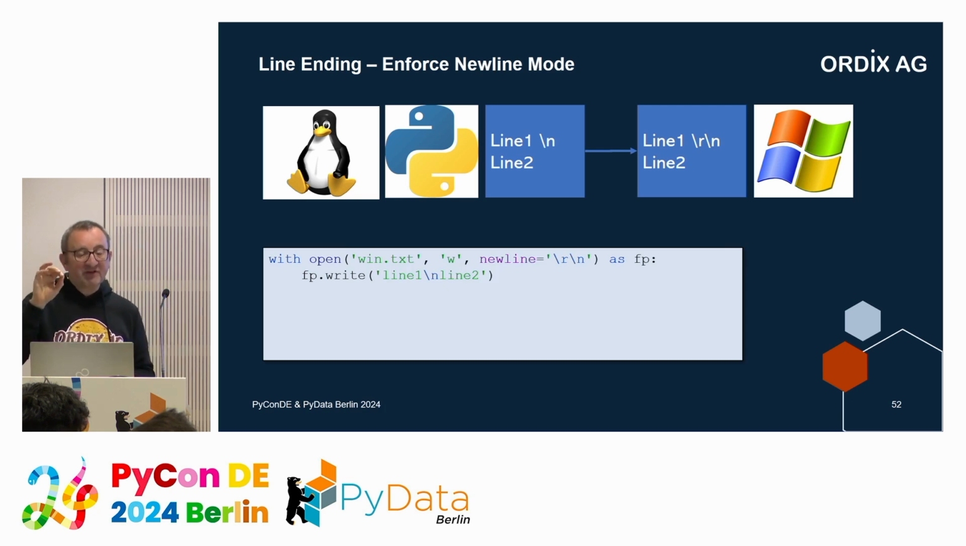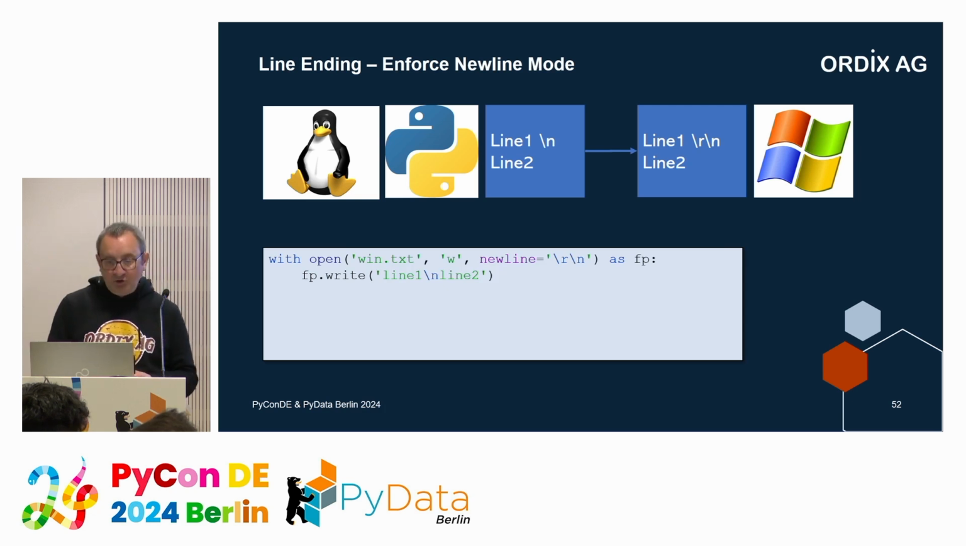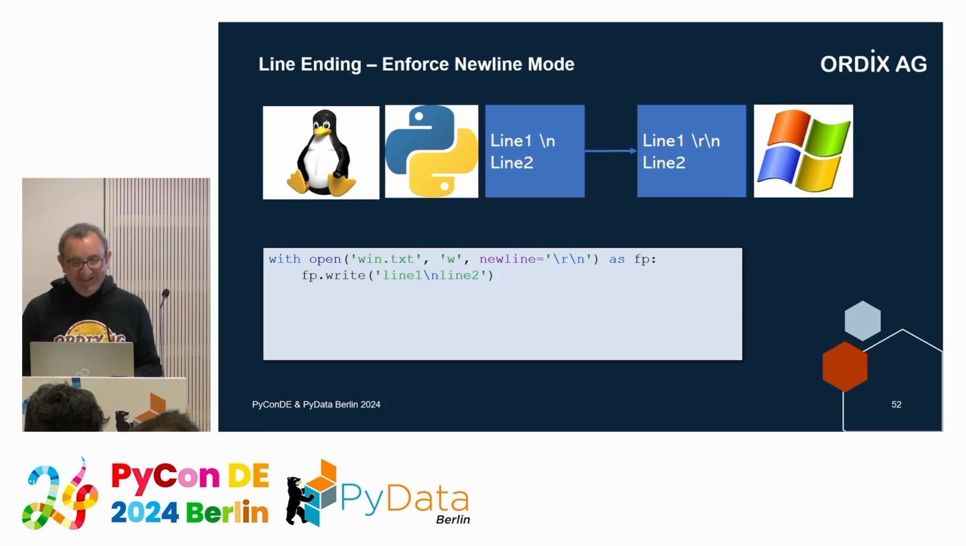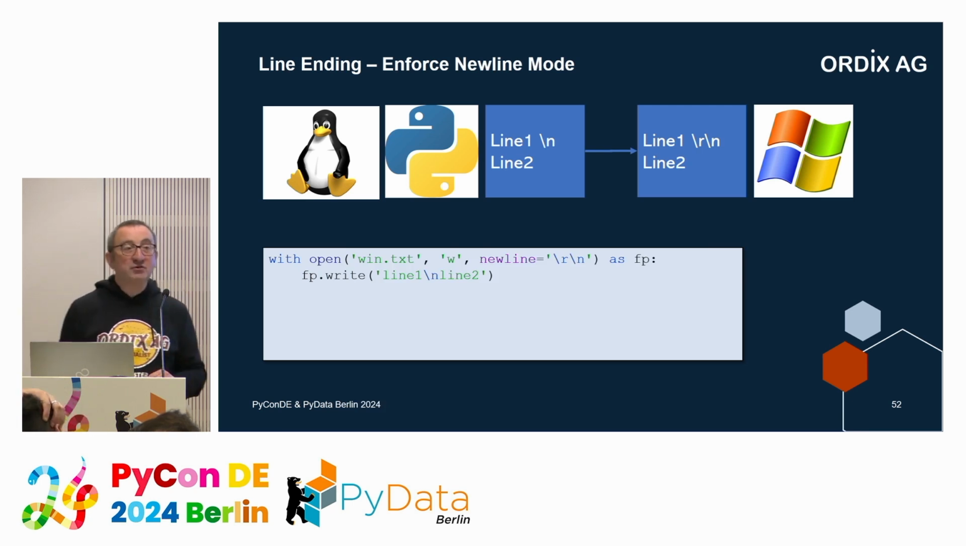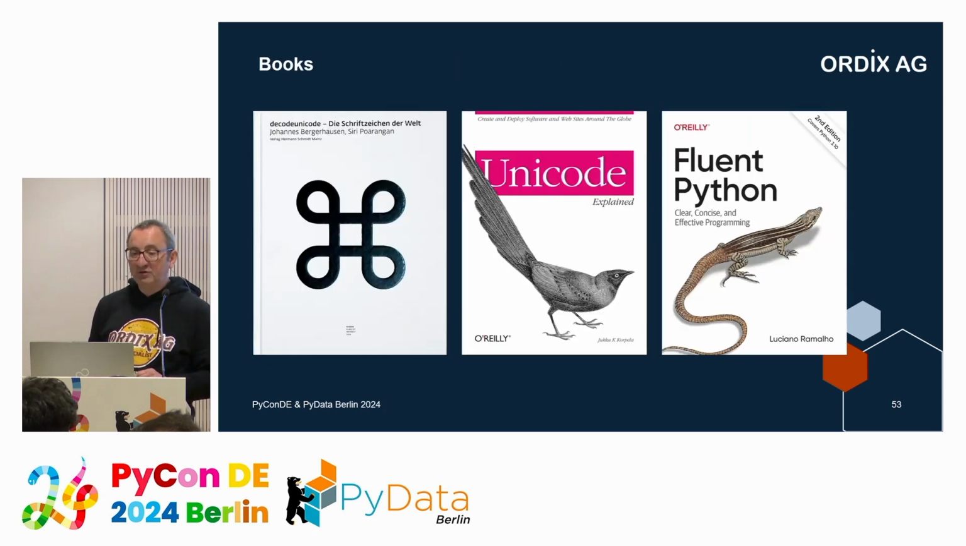So you just have the \n in your file contents, and in the with open context manager, you put the newline \r\n, and then you have the \r\n in your files. I didn't know that either before. I tried all absurd things. So pretty easy. With the newline parameter in the context manager, you can define what kind of newline you have.